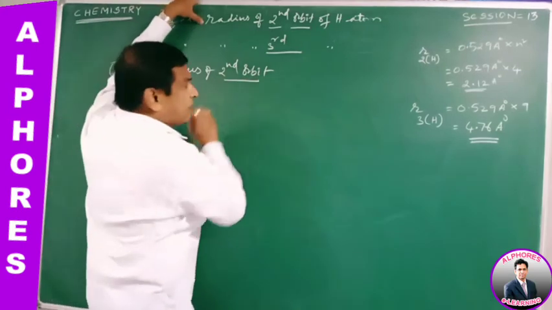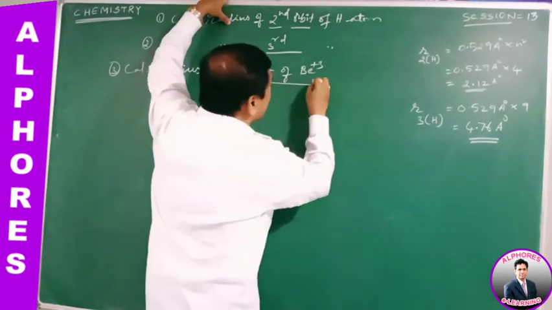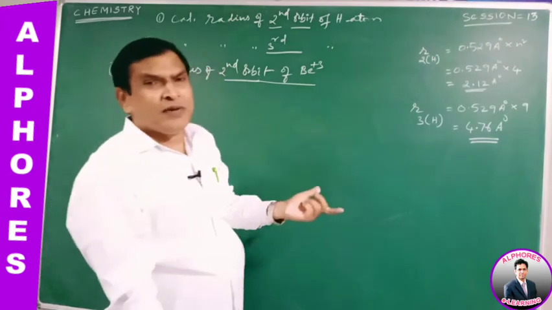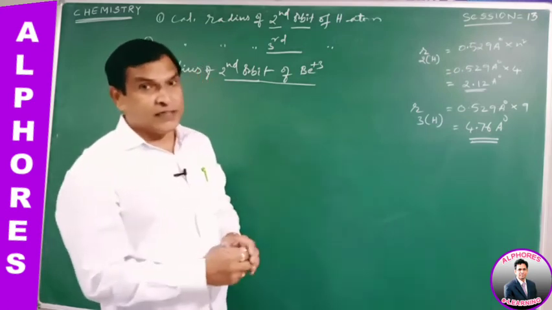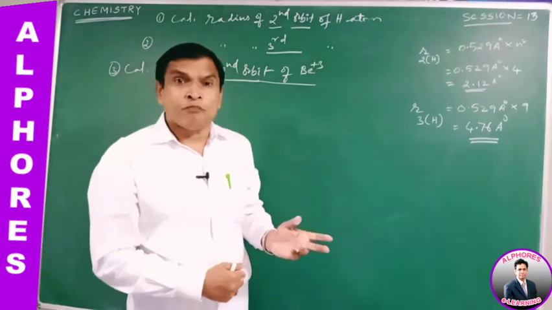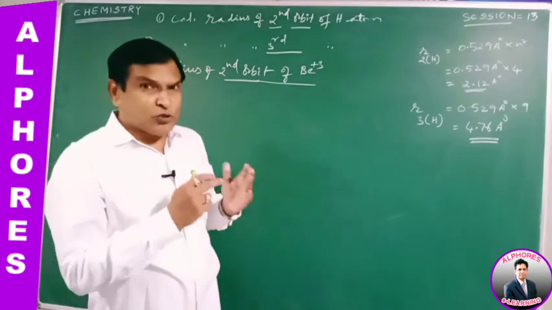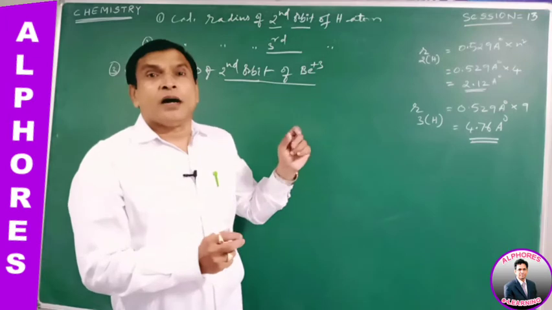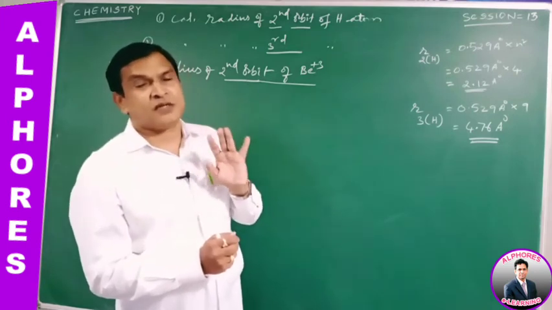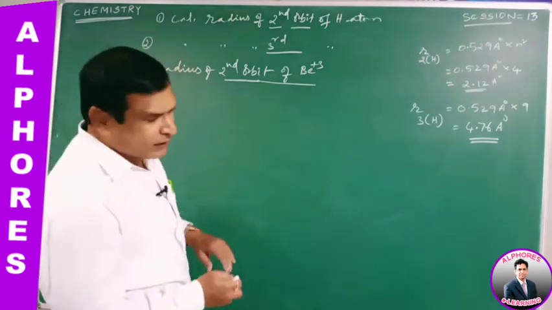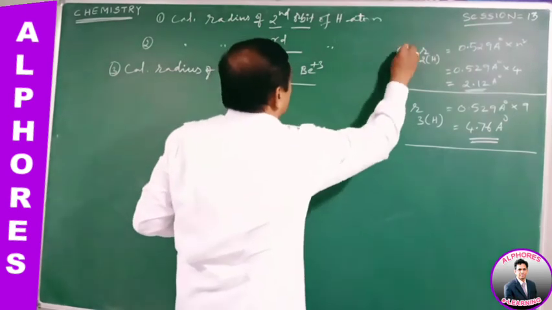Calculate the radius of the second orbit of beryllium plus 3 ion. Once again, let us revise the concept: Bohr's atomic model can explain the atomic spectrum of one-electron species like the hydrogen atom, or ions like helium ion, lithium 2 plus, or beryllium 3 plus ion, because they should contain only one electron. So Bohr's theory can explain the spectrum of one-electron species. Now the radius of this orbit we have to calculate. This is the first one we have done, this is the second one.